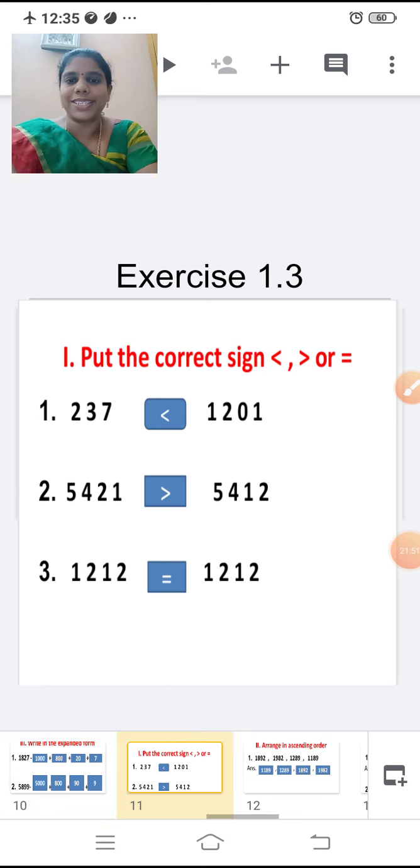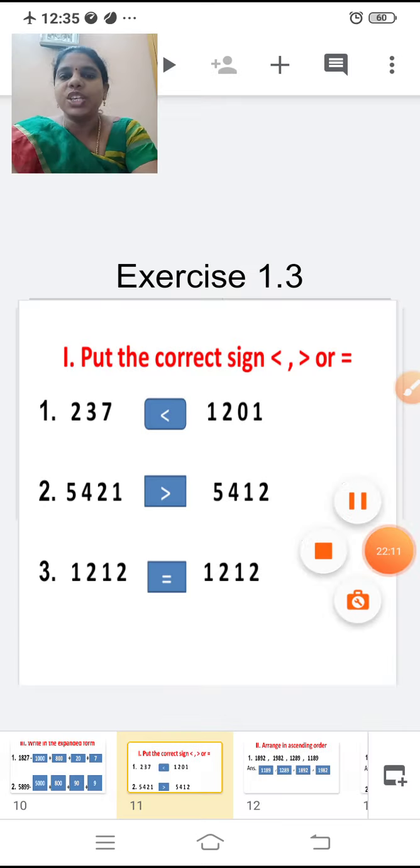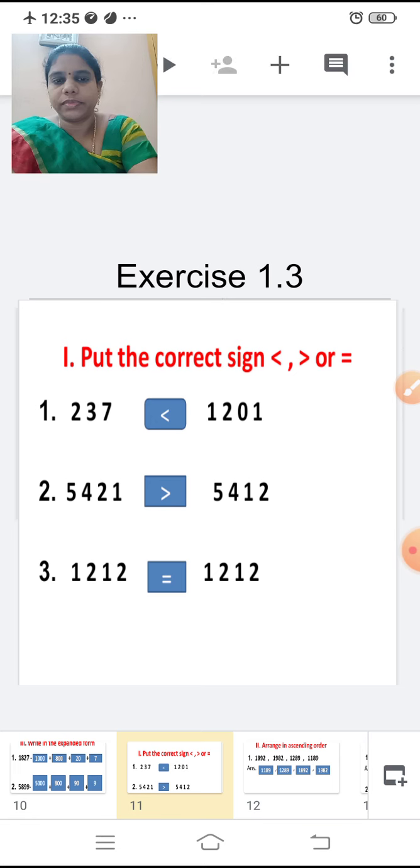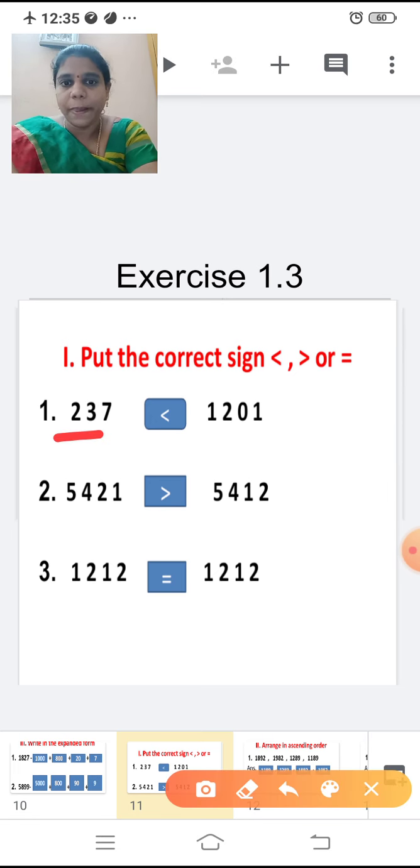Put the correct sign, less than, greater than or equal to. This is exercise number 1.3. I think you all know how to compare numbers, right children? Yes, you know how to compare two numbers, right? So first sum is 237 and 1201. We are going to compare 237 and 1201.